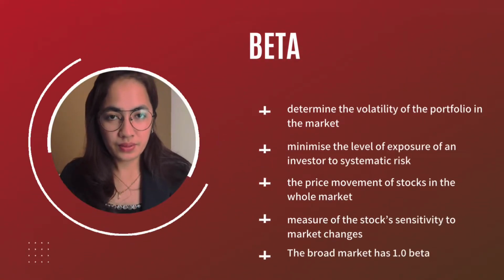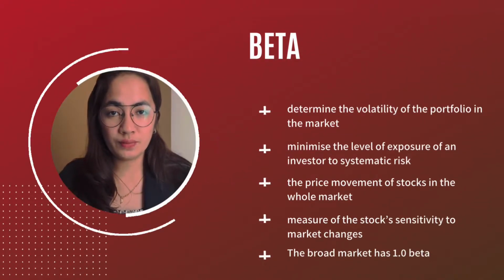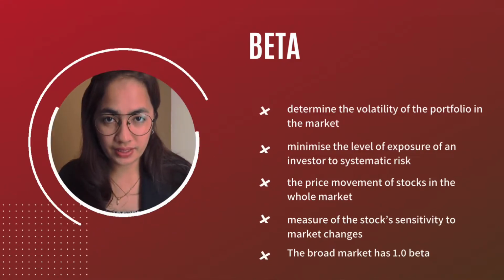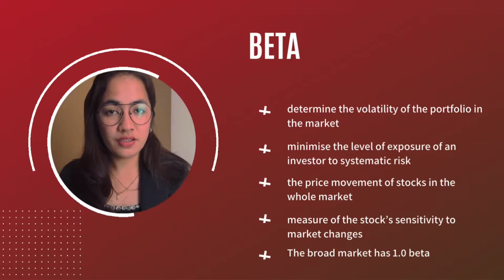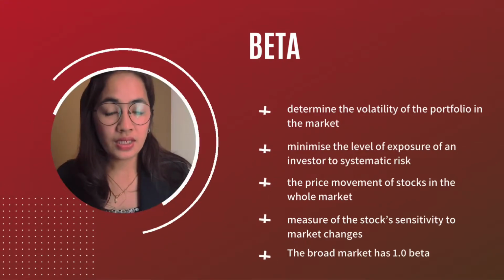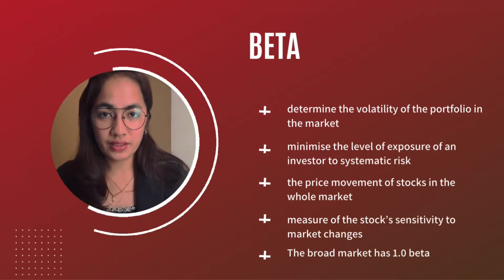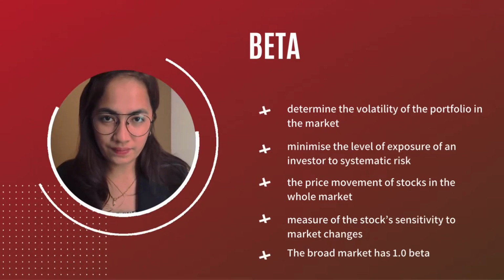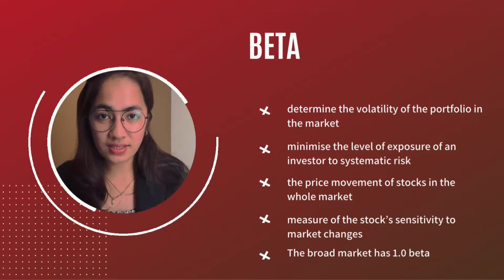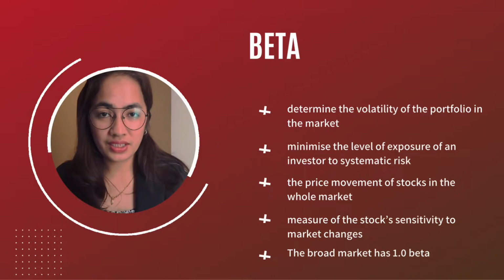Measuring systematic risk using beta will help to determine the volatility of the stocks in the market. It will minimize the level of exposure of an investor to systematic risk. It will determine the price movement of the stocks in the market. And using beta, it will measure the stock sensitivity to the market change.